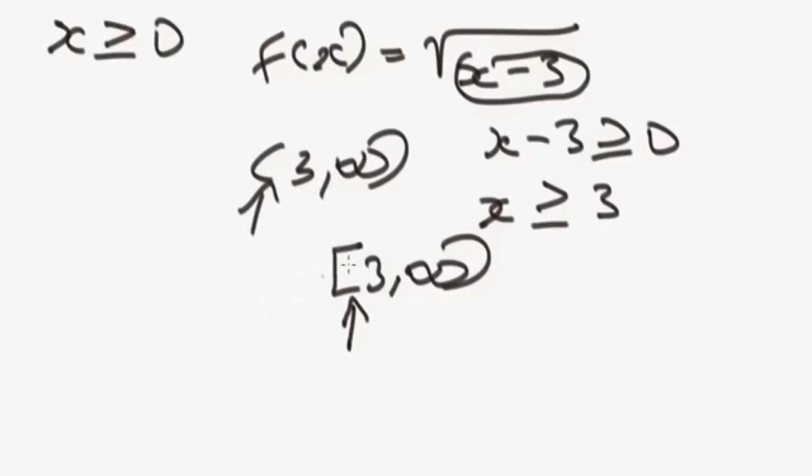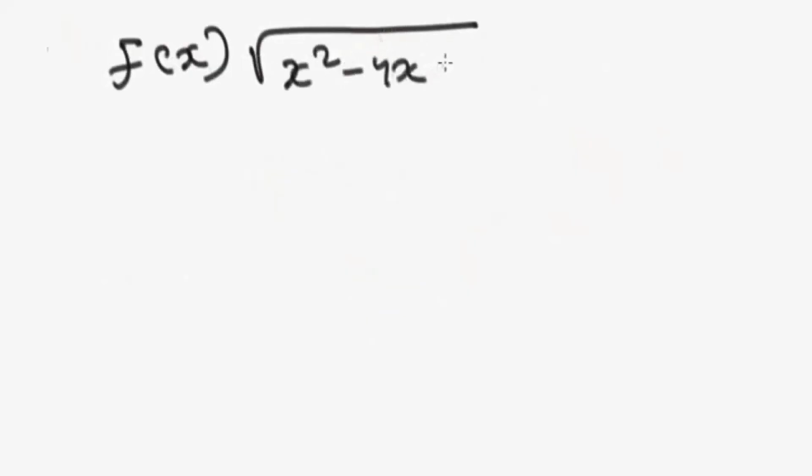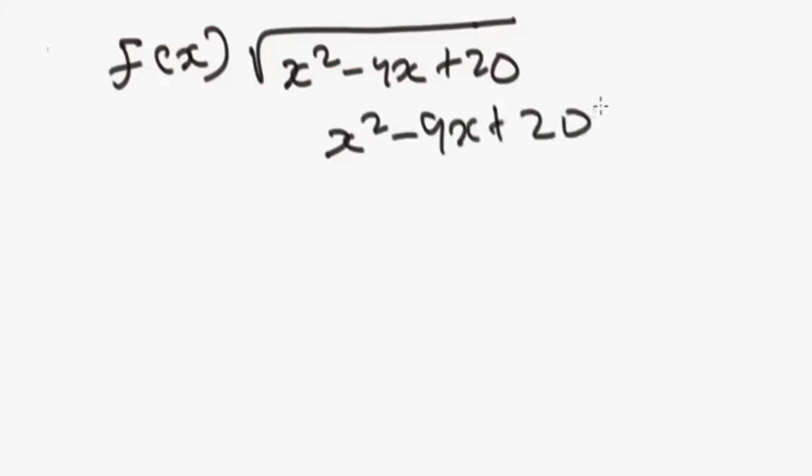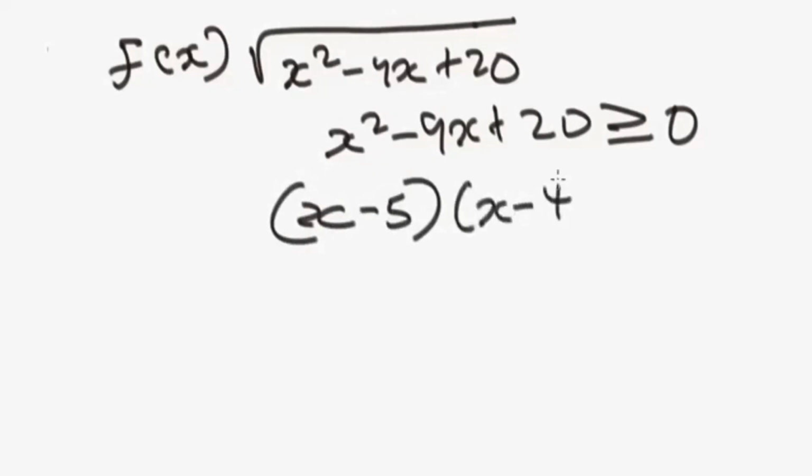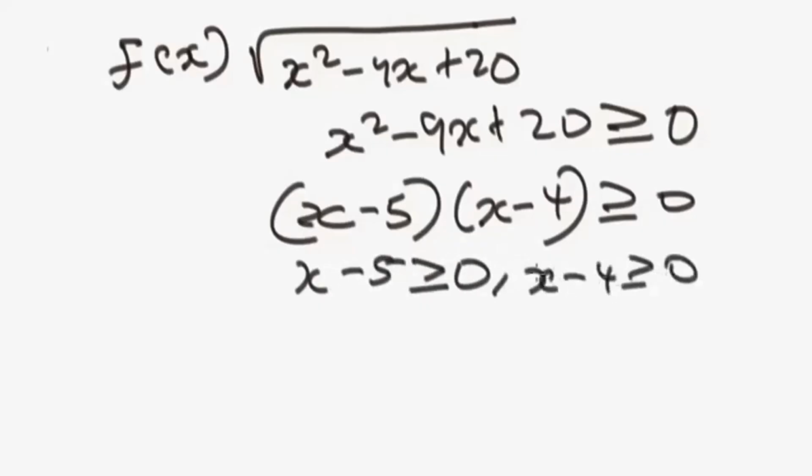Okay, so let's look at one more example under this before I go to the next. Let's say we are given this problem: f of x equals square root of x squared minus 9x plus 20. It's going to give you x squared minus 9x plus 20 is greater than or equal to 0. So we factorize, and we are going to have x minus 5, x minus 4, greater than or equal to 0. So we're going to have x minus 5 greater than or equal to 0 and x minus 4 greater than or equal to 0. So you make x the subject of the formula. You're going to have x is greater than or equal to 5 and x is greater than or equal to 4. So that will be the domain of this function.